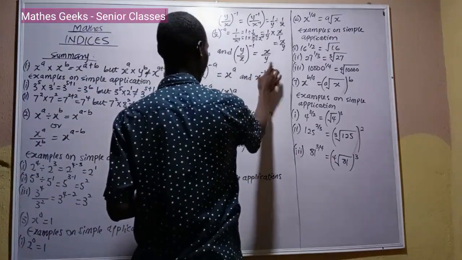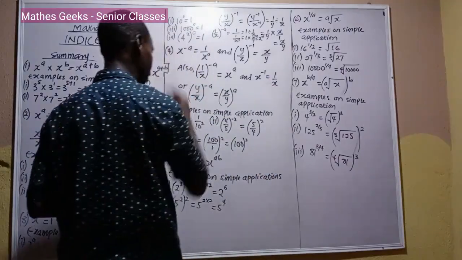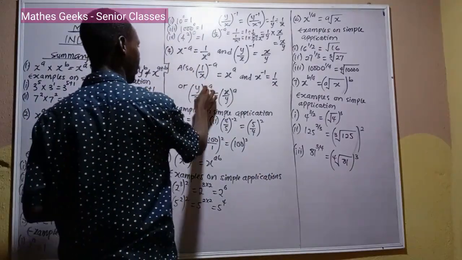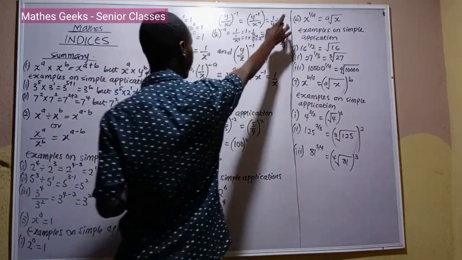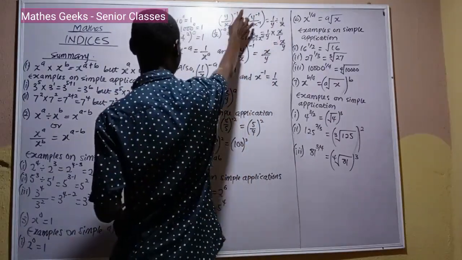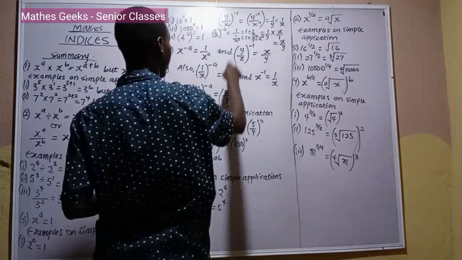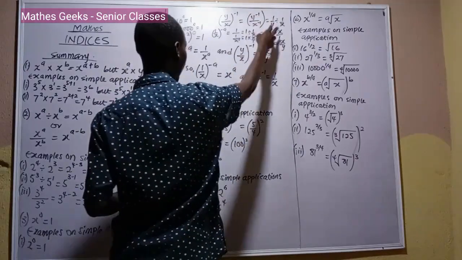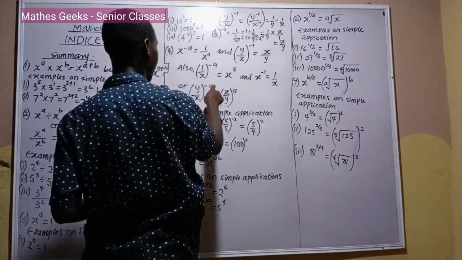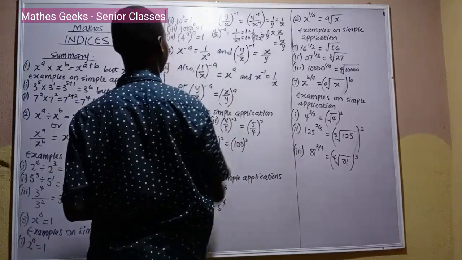And x raised to minus 1 is equal to 1 over x. So that's understood. Then (y over x) raised to minus e, like I explained here. In this example, (y over x) raised to minus 1, when it's minus 1, it will be just x over y. But when it's (y over x) raised to minus e, it becomes (x over y) raised to e. So take note of that.